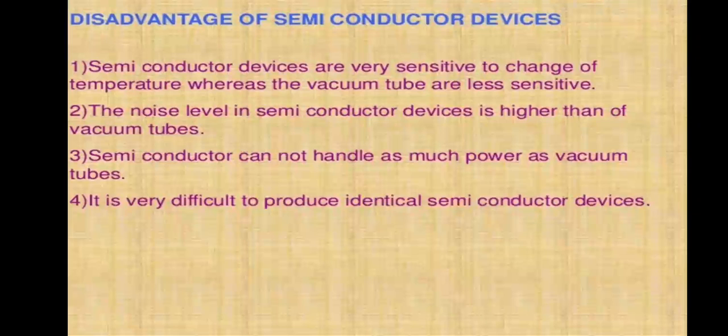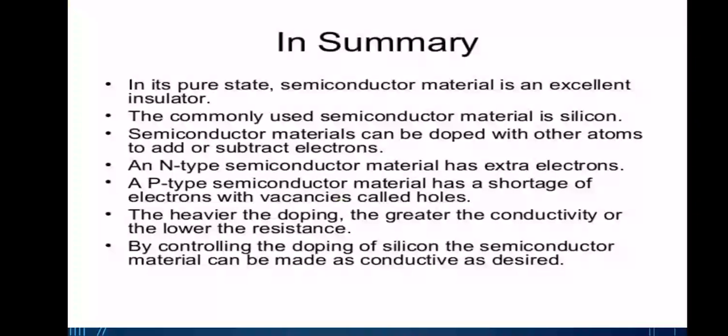And disadvantages of semiconducting devices. The noise level in semiconducting devices is high. The semiconductor cannot handle as much power. Semiconducting devices are very sensitive to changes in temperature. It is very difficult to produce identical semiconducting devices.